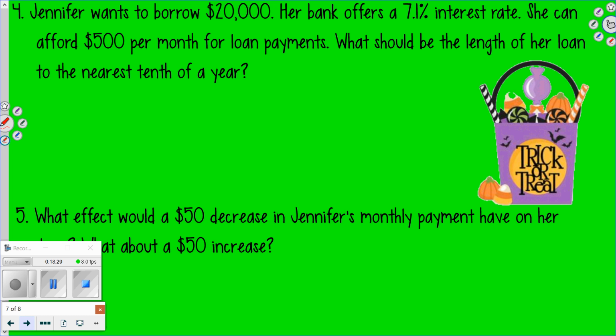All right, number 4. Jennifer wants to borrow $20,000. Her bank offers a 7.1% interest rate. She can afford $500 per month for loan payments. What should be the length of her loan to the nearest 10th of a year? So that one actually specified for you, to the nearest 10th. So let's just plug this in our formula and see what happens. Again, guys, practice, because you're using a new formula, different buttons. We want to make sure we know how all this works.